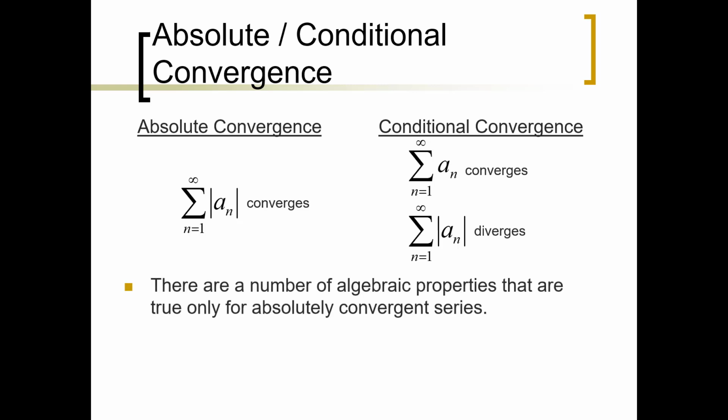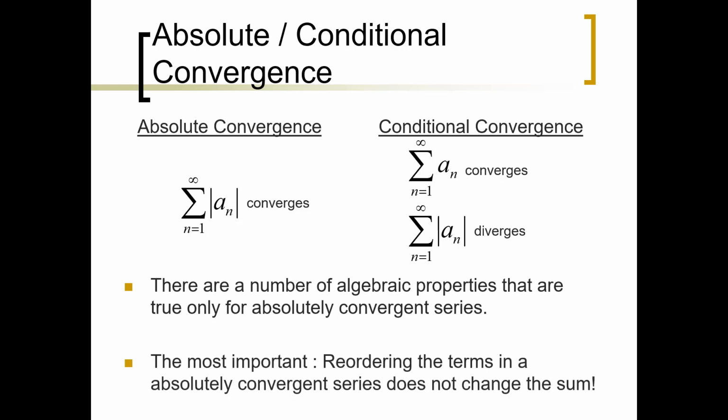Well, there's actually a bunch of algebraic properties that are true only for absolutely convergent series. Now, the big one that's important for us, and we're not proving it, we're just going to use it, is that if you reorder the terms in a series, you technically get a different series. Remember, the series is defined specifically as you add the terms left to right in the order that you're given. So, if you take an absolutely convergent series and just reorder the terms any way you like, you actually always get the same sum.